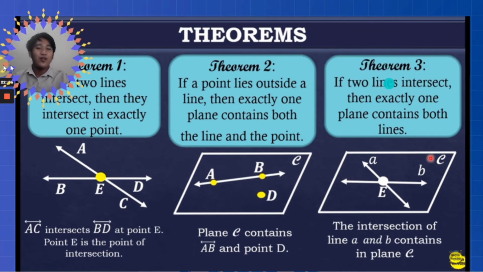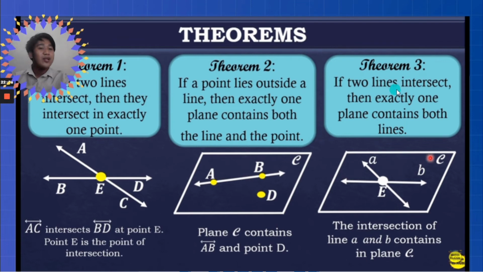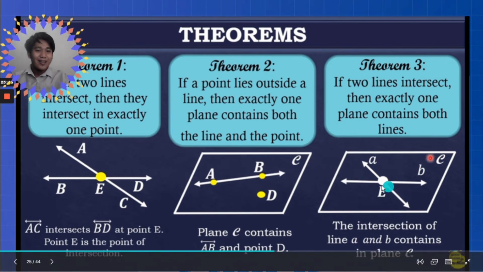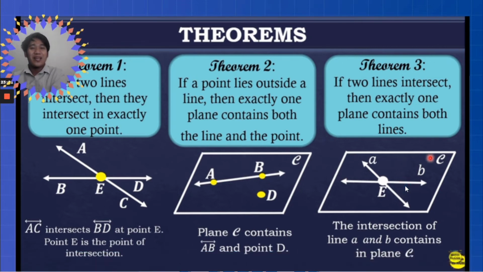Let's proceed with theorem number 3. If two lines intersect, then exactly one plane contains both lines. Do you agree? We have these intersecting lines, line A and line B. When they intersect, meaning they are lying on the same plane. So there's only one plane that contains both lines.